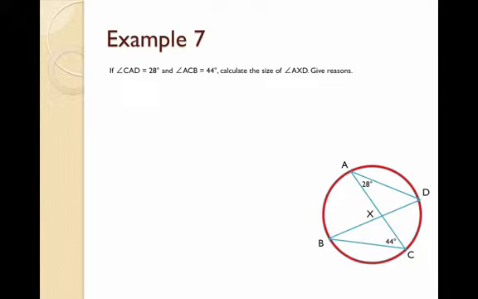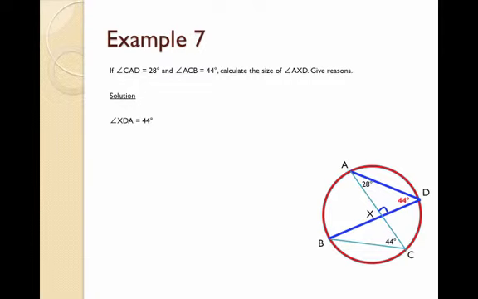Example 7 says, if angle CAD is 28 degrees and angle ACB is 44 degrees, calculate the size of angle AXD, giving reasons. The first thing you should do is mark in the angle they want you to find, and also take note that they don't ask you to prove anything, just to give reasons, so you don't have to set up an aim, a data, or a proof. Pause the video and take a minute to try this one out for yourself, giving reasons.